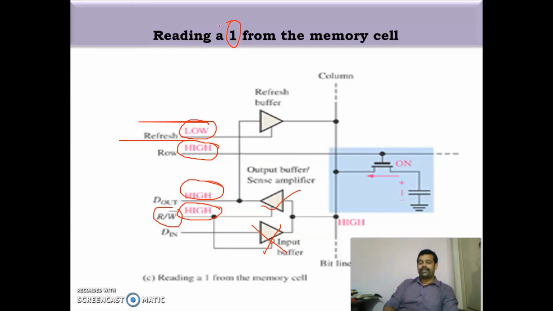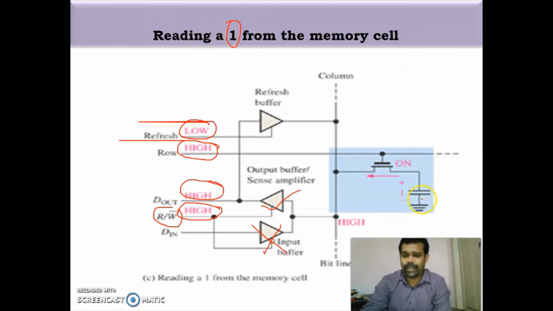Then we are giving a high, or 1, to the read write line. Giving a 1 to the read write line will make the output buffer enabled and the input buffer disabled. Why? Because the input buffer will only be enabled if you give 0, and the output buffer will be enabled when you give 1, because the input buffer is an inverter buffer, so it is disabled.